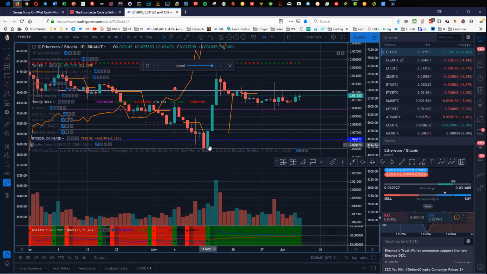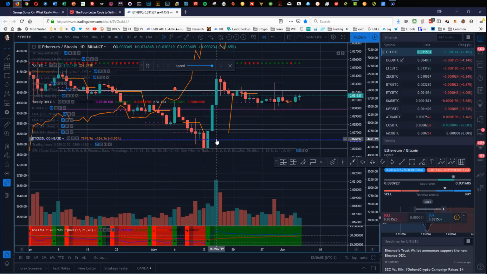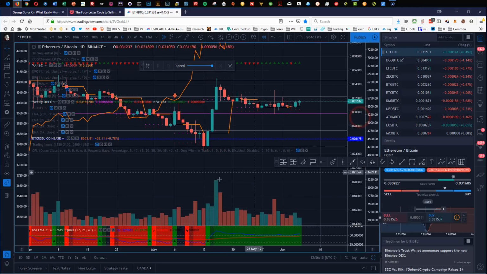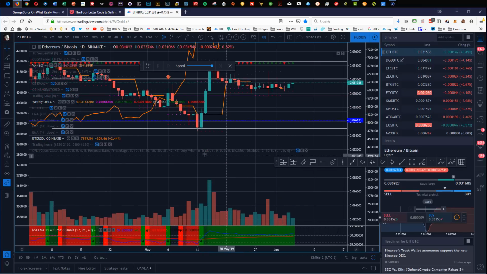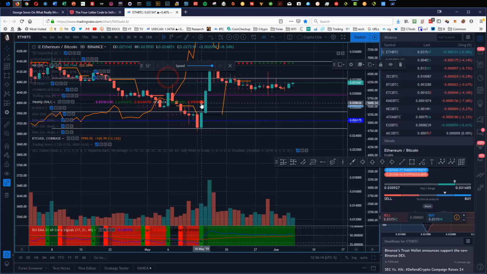And then the pullback ended here, and that would be the bottom of our value channel. Where's the center of our value channel? Right here. See, this is why you don't enter on the weekly. You go down to your lower time frames, because this is a clear sign that you should have entered the trade. When it closed above, it did a couple things here.